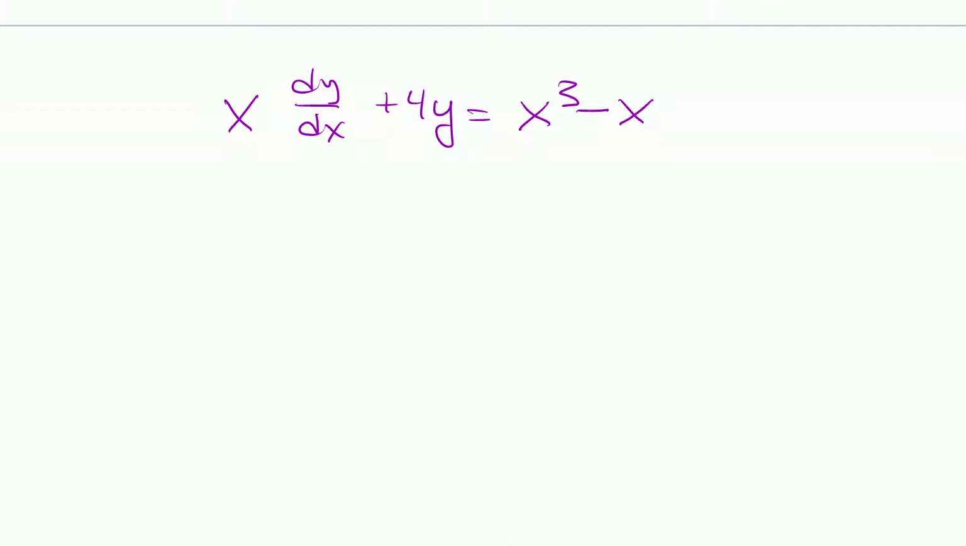To do this, you need to first of all rewrite your linear differential equation so that there is no coefficient of the dy over dx term. So this is going to be dy over dx plus 4 over x times y equals x squared minus 1. Let me explain what I did. I divided everything by x. That gave me 4 over x and gave me this. So far, so good? Seem all right?